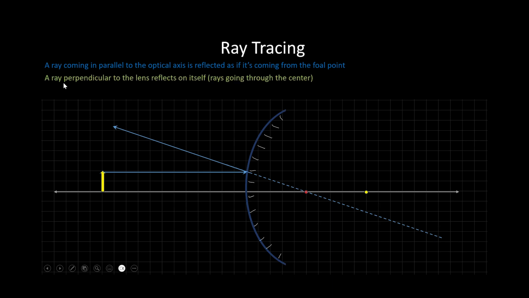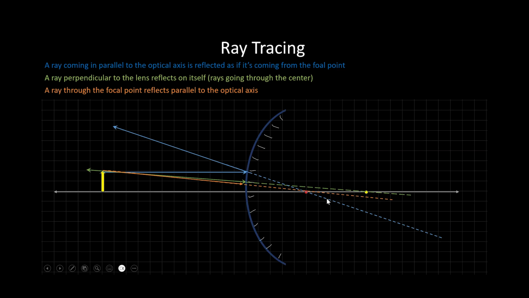The green one is perpendicular to the mirror, so it just reflects itself. It comes in perpendicular, as if it's going through the radius. The radius of a circle is perpendicular to the circle, and then it just bounces back on itself. And a ray through the focal point. Now we're going to shoot a ray through the focal point, but it's not going to make it. It's going to be interrupted by the mirror. So again, it's as if it's coming through the focal point. It gets interrupted and bounces back parallel.